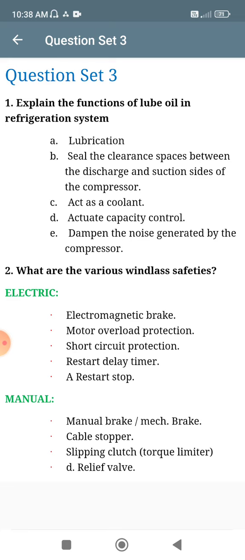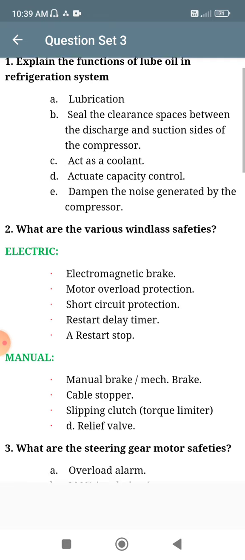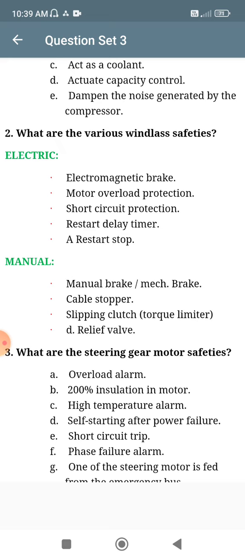The functions of lube oil in refrigeration systems are lubrication, sealing the clearance space between the discharge and suction side of the compressor. They will act as a coolant, actuate the capacity control, and dampen the noise generated by the compressor.